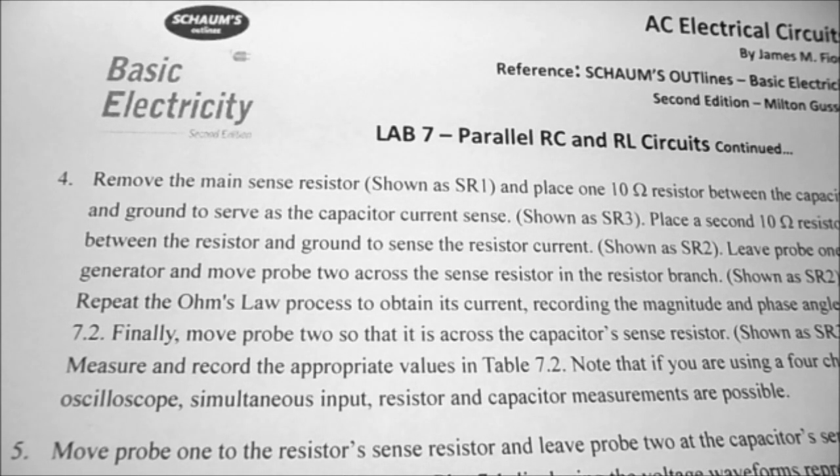We're to leave probe 1 at the generator and move probe 2 across the sense resistor in the resistor branch, shown as SR2. We're to repeat the Ohm's law process to obtain its current, recording the magnitude and phase angle in table 7.2. Finally, we're going to move probe 2 so it's across the capacitor sense resistor, shown as SR3. We're going to measure and record the appropriate values in table 7.2.